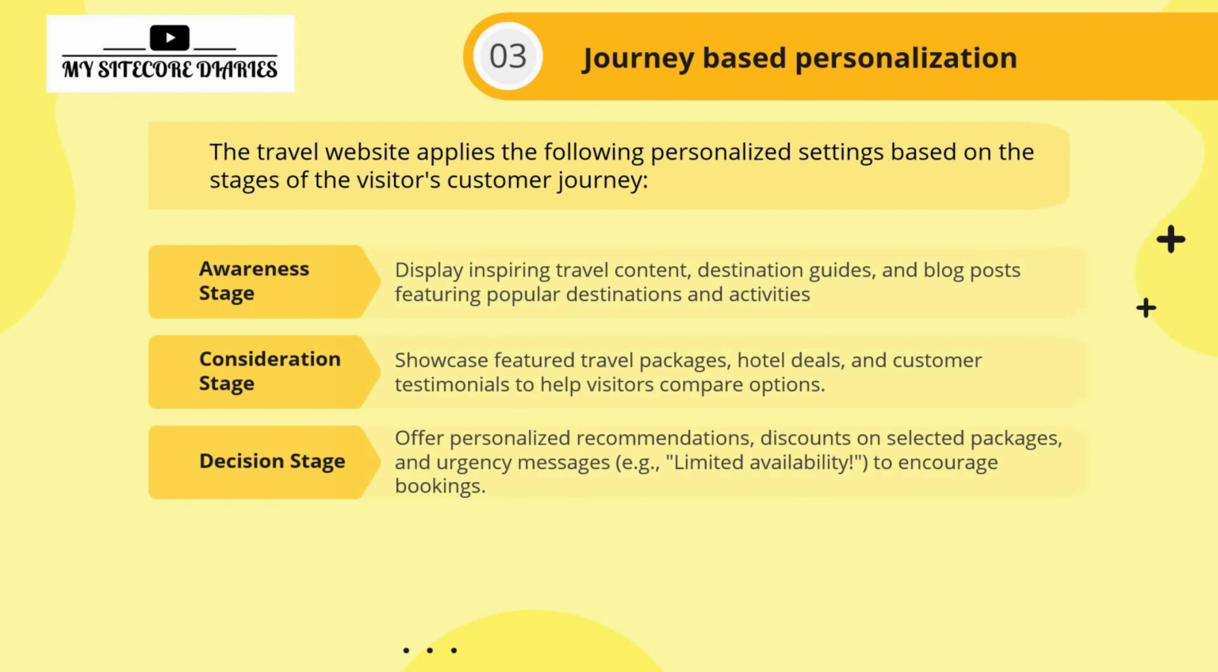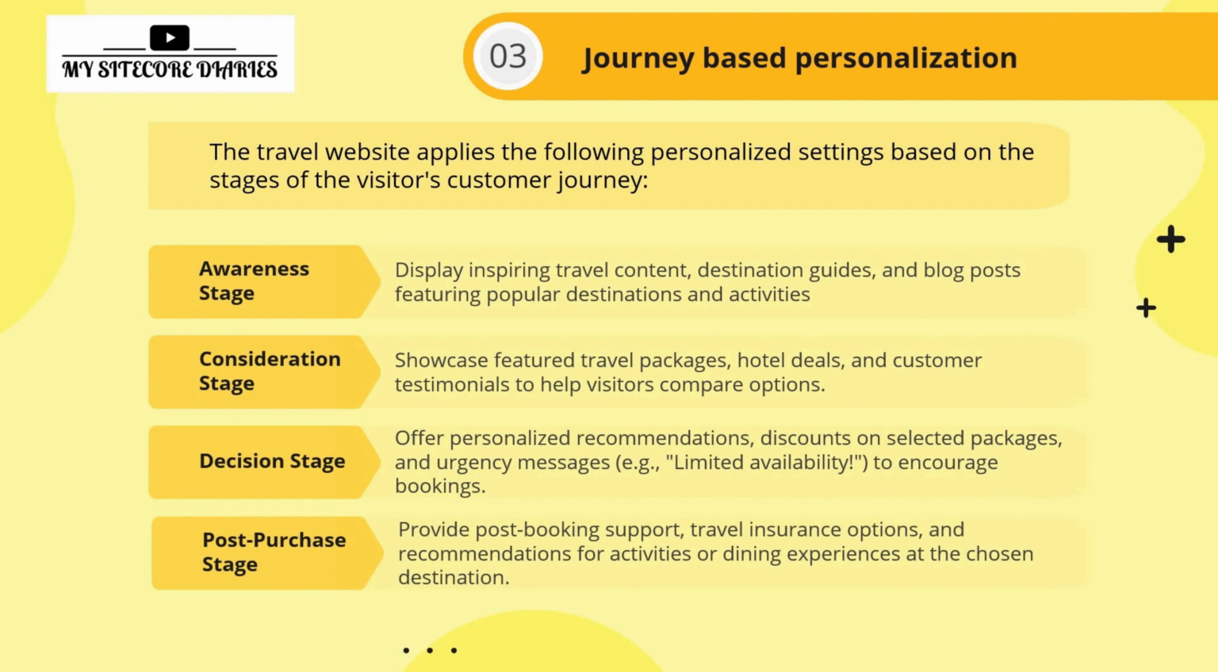They have made a decision, so they're in the decision stage. Now they are going to buy the package. So in this stage, what kind of content will you show? You will offer personalized recommendations, discounts on the selected package, and urgency messages about limited availability. You might give them a discount: if you buy this package in 5 minutes you will get 20% discount. Those kinds of messages you will give in the decision stage.